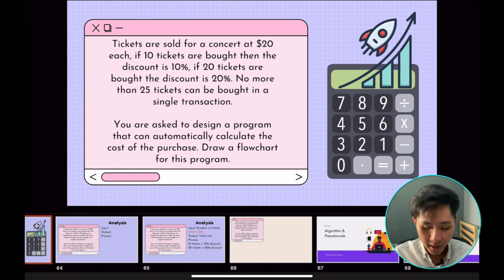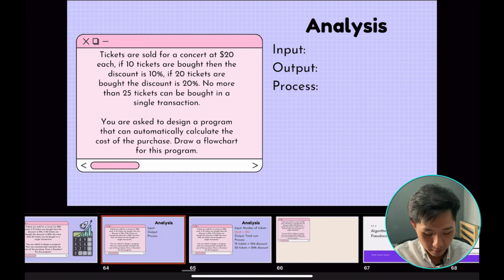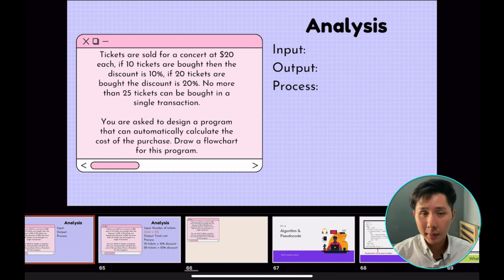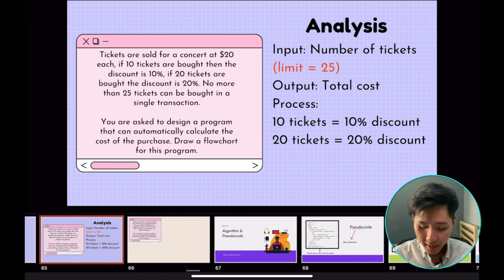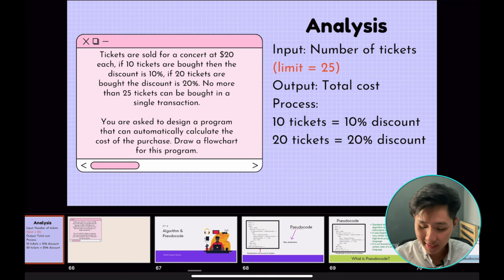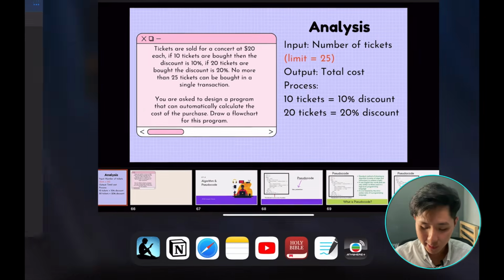Draw a flowchart. Again, if you want to try this out using whatever you have learned so far, just try to do it instead of waiting for my answers. If not, you can just watch how I do it. Again, let's break this problem down into input, output, and process. The input is the number of tickets that the user wants, and the limit is 25. The output will be the total cost to be paid by the user. And the process is that if the user buys 10 tickets, we're going to give 10%, 20 tickets, 20%.